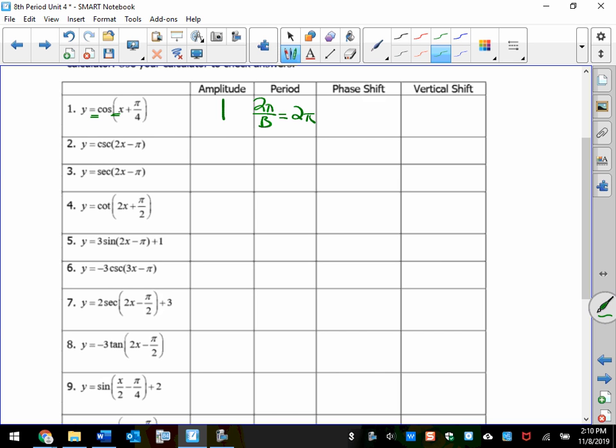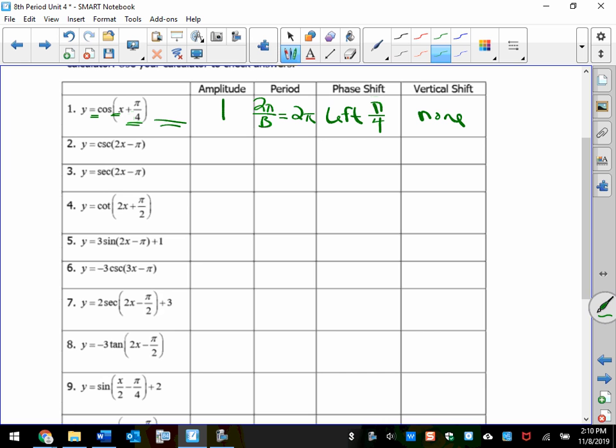The phase shift is this part here. That tells us the shift to the left and the right. Is this one to the left or to the right? Yeah, this one's the left. So we'll just say left pi over 4. And this one has no vertical shift, so we'll just say none.